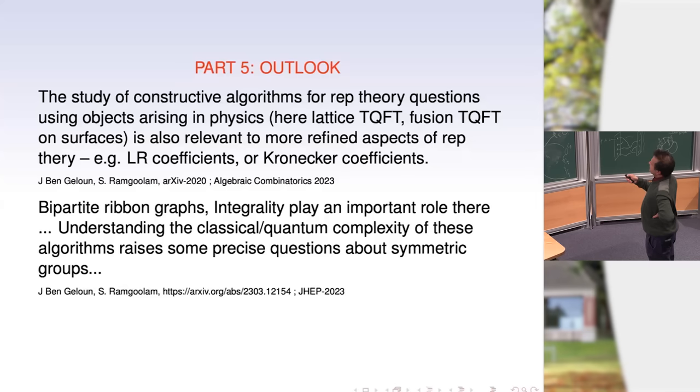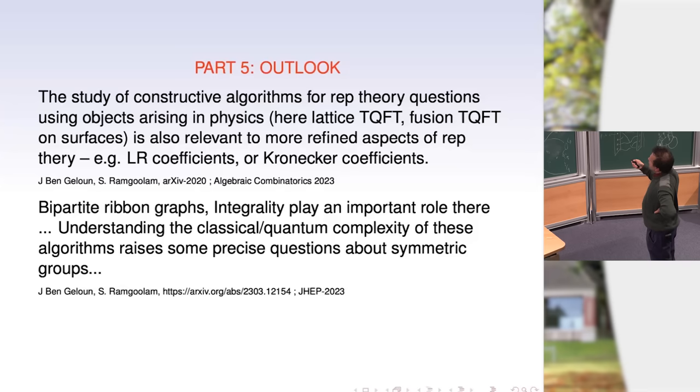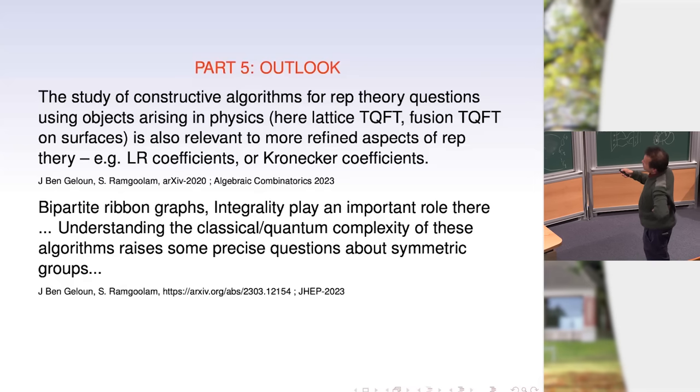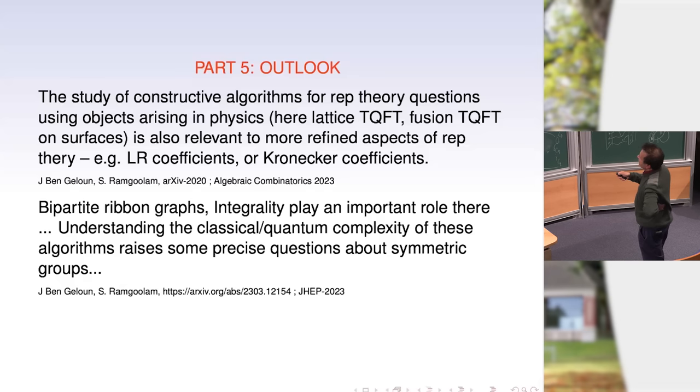So just to give the context from my point of view on this kind of constructive algorithms for rep theory questions: basically what we've done, some constructive algorithms, take this van der Monde inverted, and so on, which approach the construction of integers from rep theory. Here, the constructive algorithms came from lattice TQFT, fusion TQFT. But this broad idea of using physics objects to construct things is also relevant to more refined aspects of representation theories, such as Littlewood-Richardson coefficients and Kronecker coefficients. And this is how Joseph and I started to get into this business. There in that paper, bipartite ribbon graphs play an important role, which we know and love from large N matrix models and so on. Also, integrality played an important role.